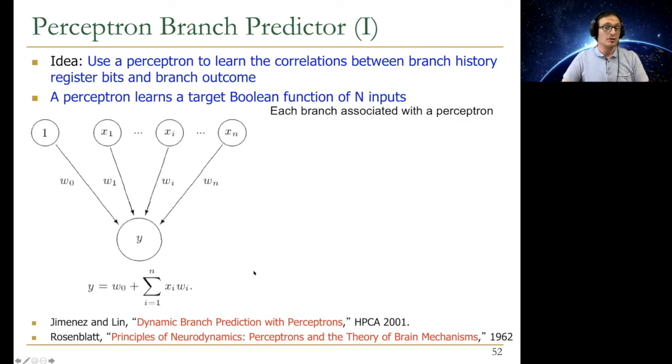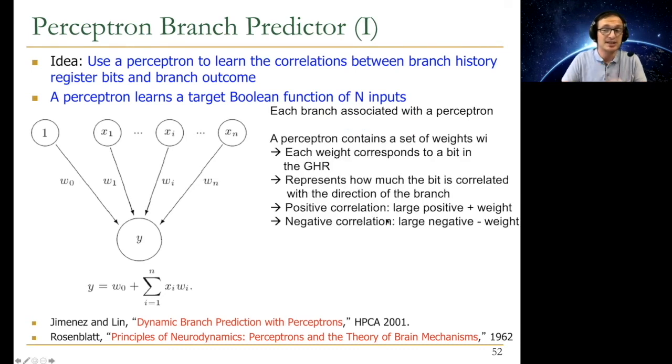Okay, so how do you do this in branch prediction? Each branch is associated with a perceptron. A perceptron contains a set of weights Wi. Each weight corresponds to a bit in the global history register, as we discussed, if it's a global perceptron. Basically, this weight represents how much the bit is correlated with the direction of the branch. If you have a positive correlation, you get a large positive weight. If you have a negative correlation, you get a large negative weight.